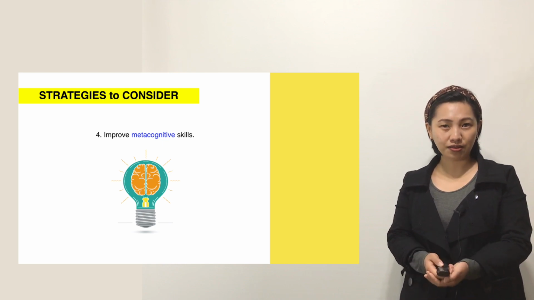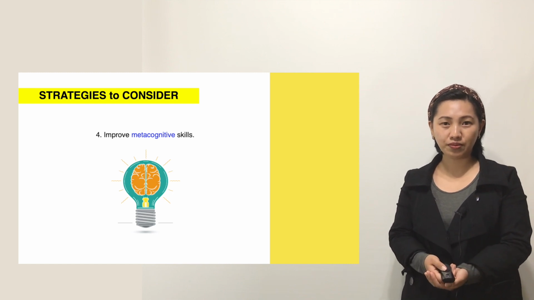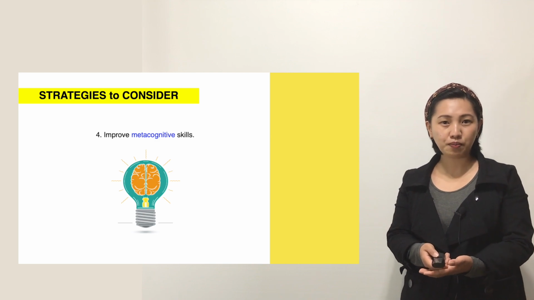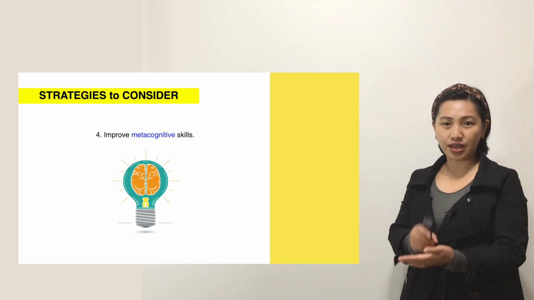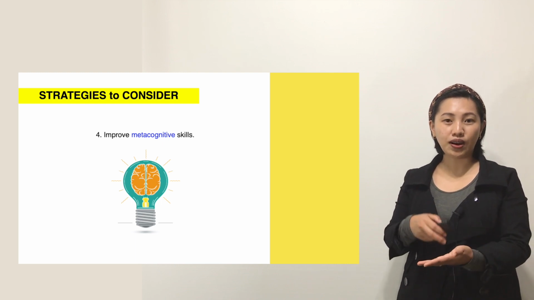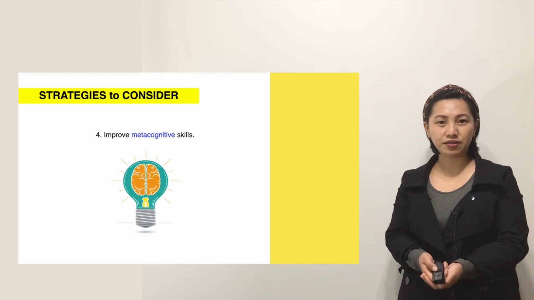Thinking about thinking builds learning skills as active processing time. You can help your students improve on this skill by using journals. They can write down their observations about their learning. You can also have discussion and reflection about their performance.